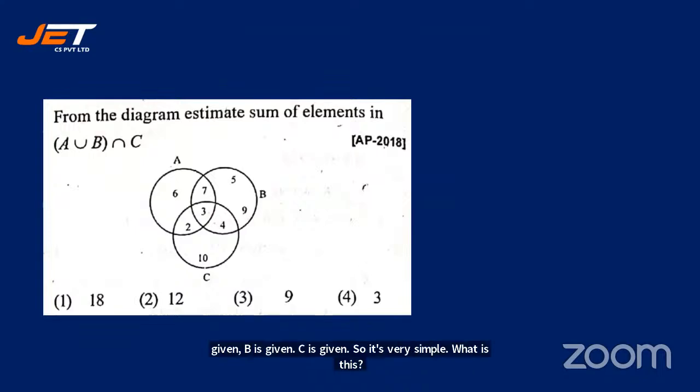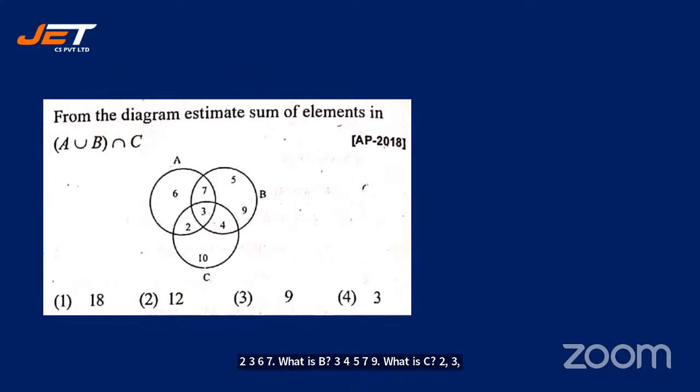From the diagram, estimate the sum of elements in A union B intersection C. A is given, B is given, C is given. So it's very simple. What is A? 2, 3, 6, 7. What is B? 3, 4, 5, 7, 9. What is C? 2, 3, 4, 10. So now you know what is A, what is B, what is C. Just find out what is A union B. With that, find out what is A union B intersection C. That would be your answer.